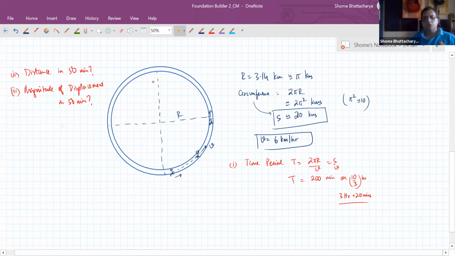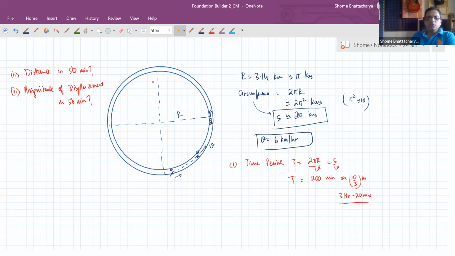So hope this is clear so far. The particular time interval I've given you, 50 minutes, is 1/4 of the time period for this complete circle to get the complete circumference covered. So if it's 1/4 of the time period, you can understand how much distance it's covering on the track, 1/4 of the circumference. And the displacement will be a chord that subtends 1/4 of 360 degrees, or a chord that subtends 90 degrees.